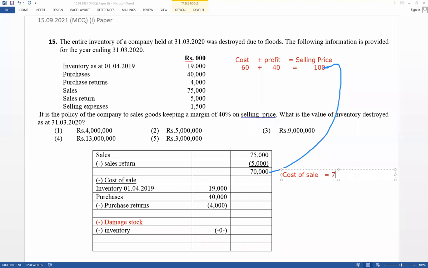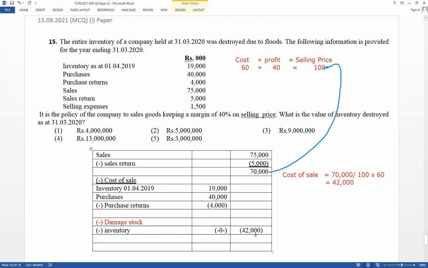Therefore, selling price 70,000 is equal to 100. Divided by 100, into 60, since cost value equals 60. This is the cost of sales. Then take the answer, equal 42,000. Cost of sales equals 42,000. Therefore, that value should be included here, under the cost of sales calculation. Then the difference value is the damage stock.